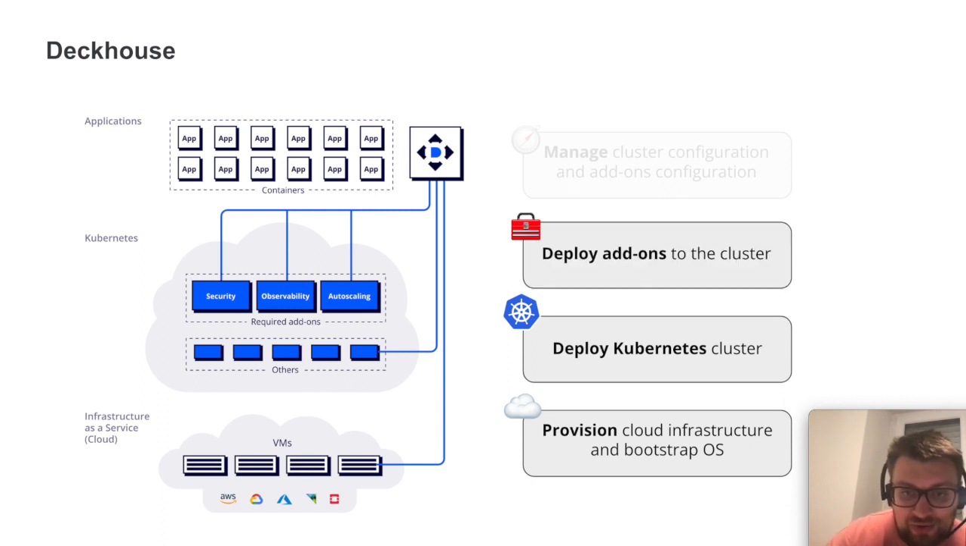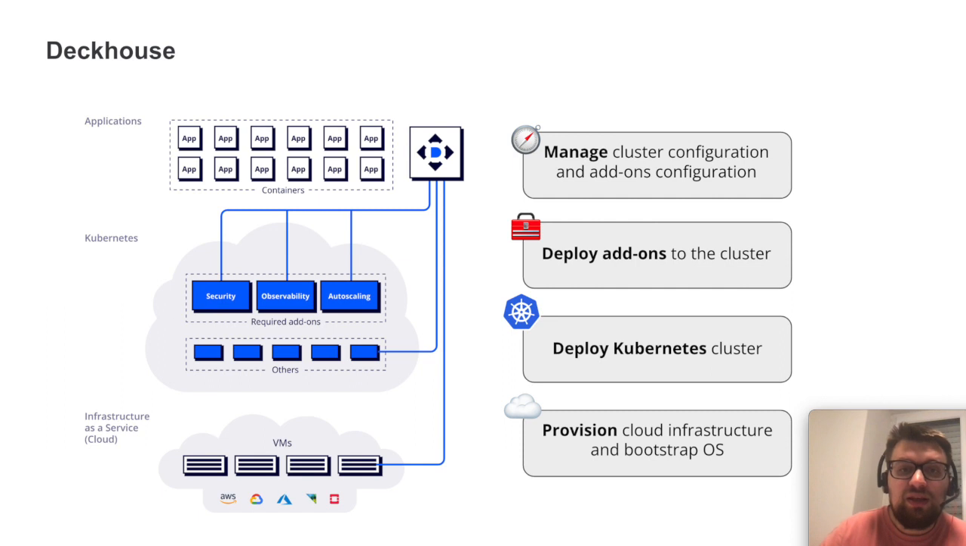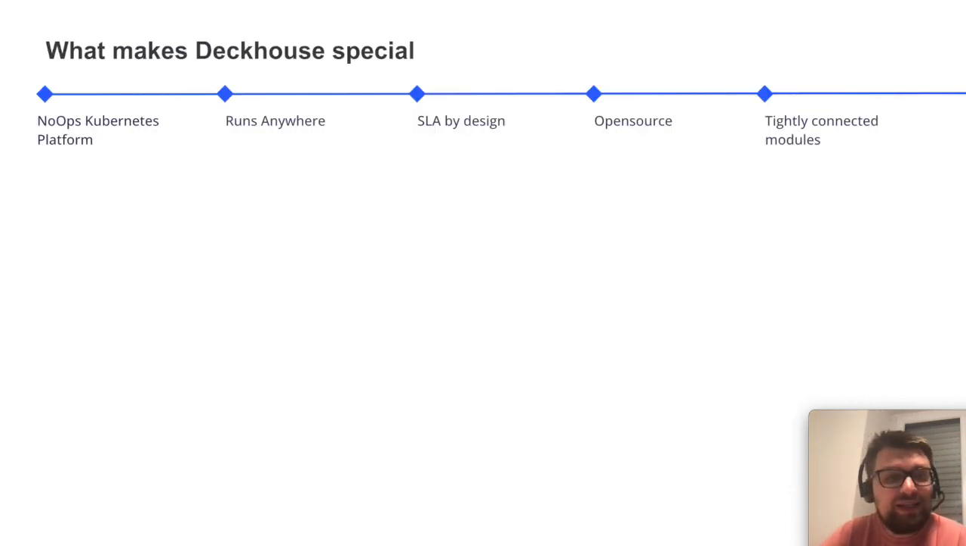And Deckhouse can also deploy essential add-ons to your cluster for monitoring, for logging, for authentication, and other things. And Deckhouse also automatically manages and updates these add-ons and also Kubernetes and also cloud infrastructure, so you do not need to care about this stuff anymore. What makes Deckhouse really special? So there are 5 points we will discuss today.